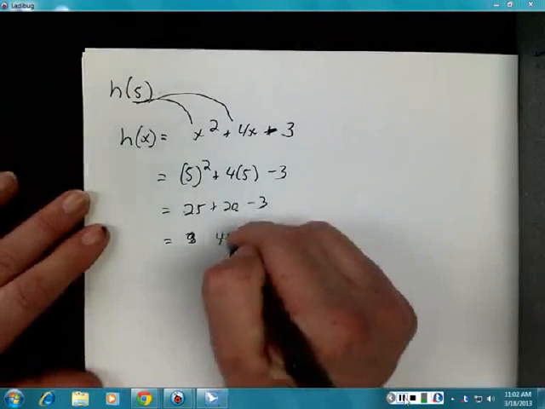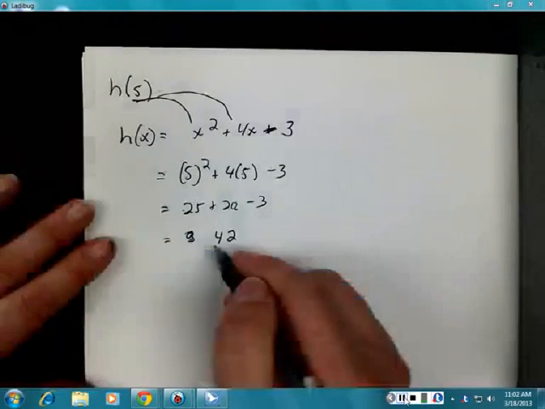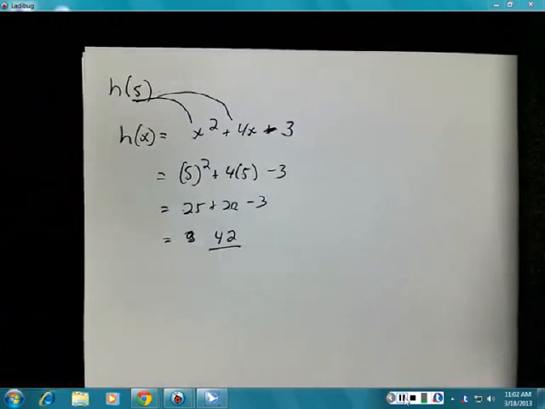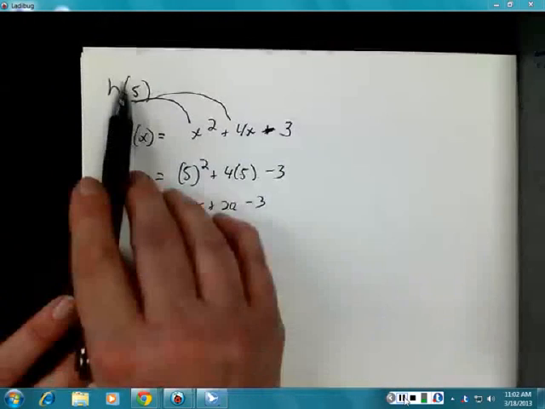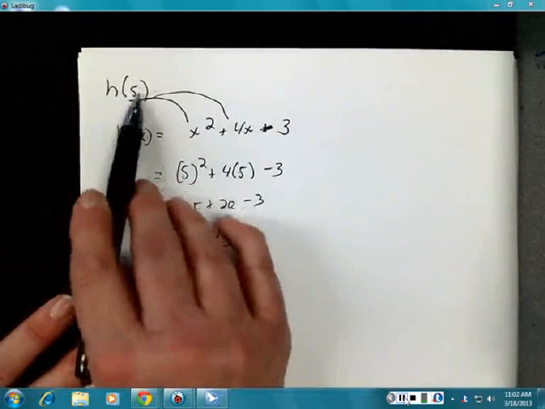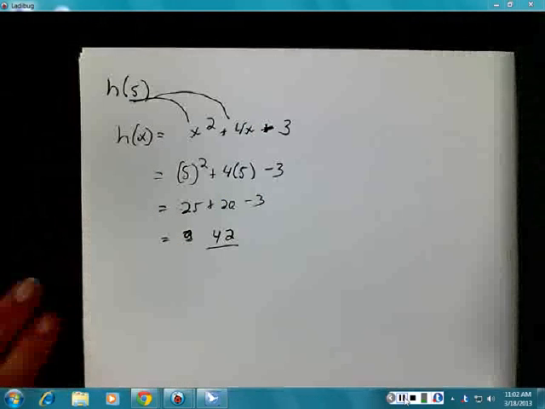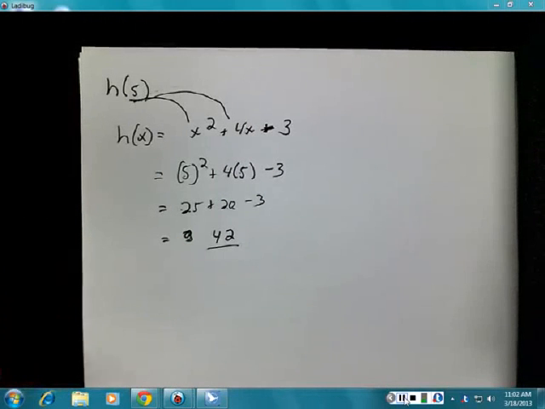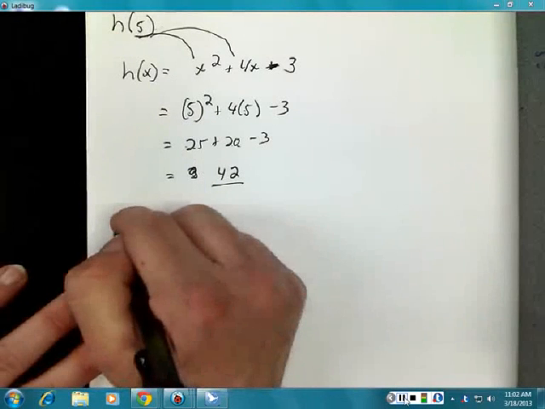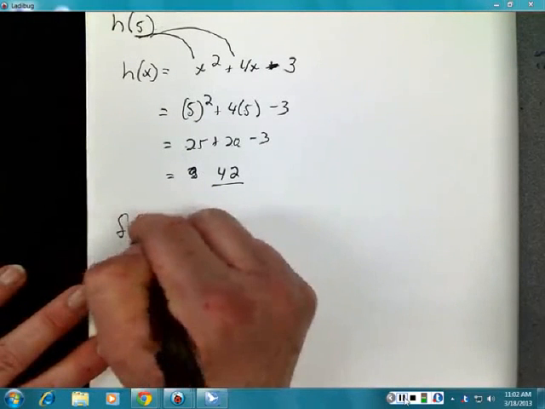That might have a 25 plus 20 is 45. Take away 3 is 42. So I'd end up with 42 for an answer. And that's what is happening when the value of x is equal to 5. So you're basically just plugging that piece back in.